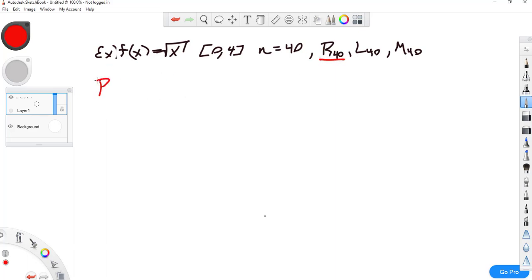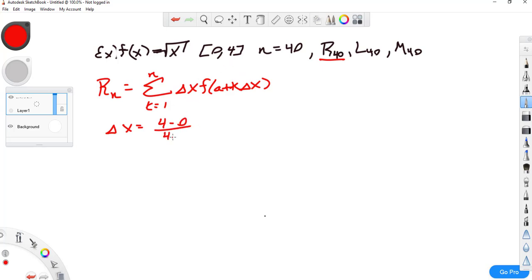So I know that if I have R sub n, and I'm using summation notation, that's going to start when k equals 1 to n, change in x, f of a plus k times the change in x, aka delta x. So in our case, we have to figure out what delta x is first. So delta x is going to be b minus a, so remember those are my endpoints, divided by 40, which is my n, which is going to give me 1/10. I also know that my a is 0, which actually makes our life a little bit easier.